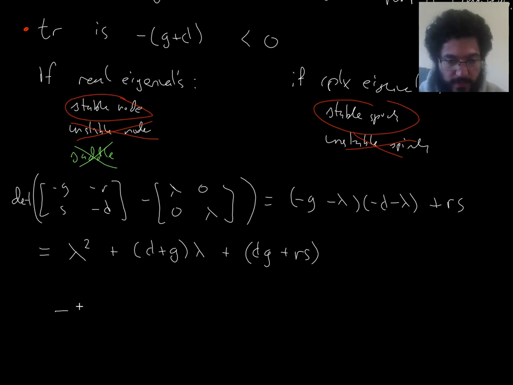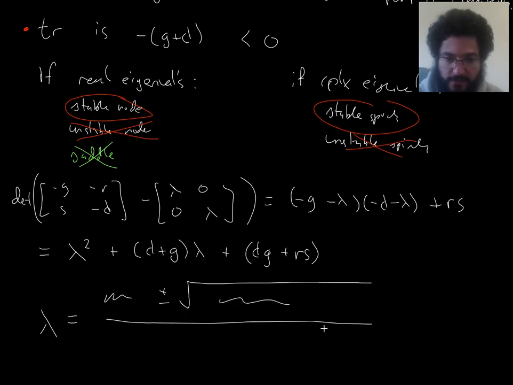So let's see. Lambda, so quadratic formula. Lambda is, let me just focus on the part that's important. When you use the quadratic formula, you get lambda is stuff plus or minus square root stuff over stuff, right? Well, you only need to pay attention to what's under the square root.